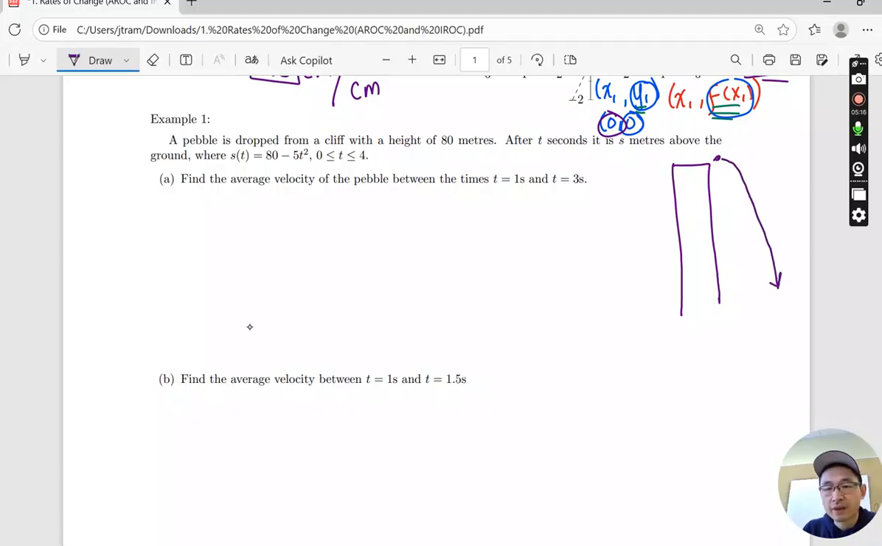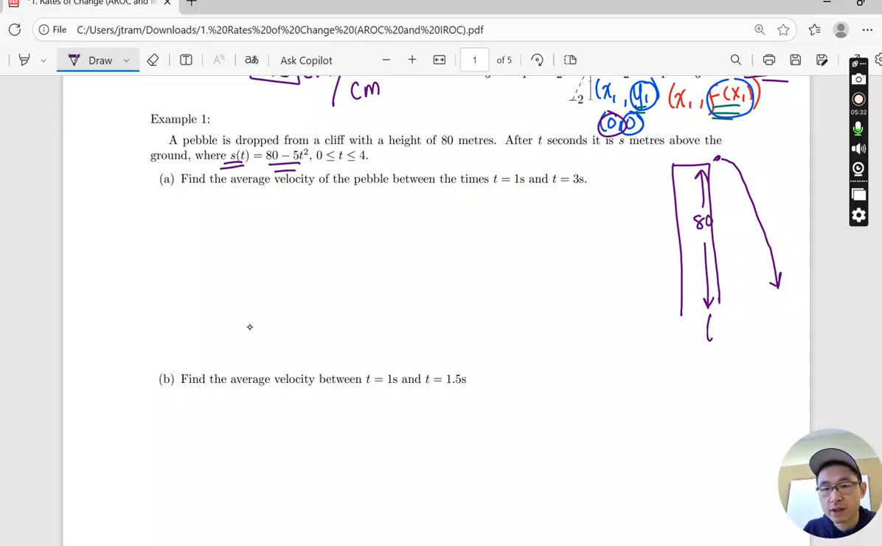From a cliff, height of 80 meters. At t seconds, it is s meters above the ground, where s(t) is represented by this formula. So we want to find the average rate of change.